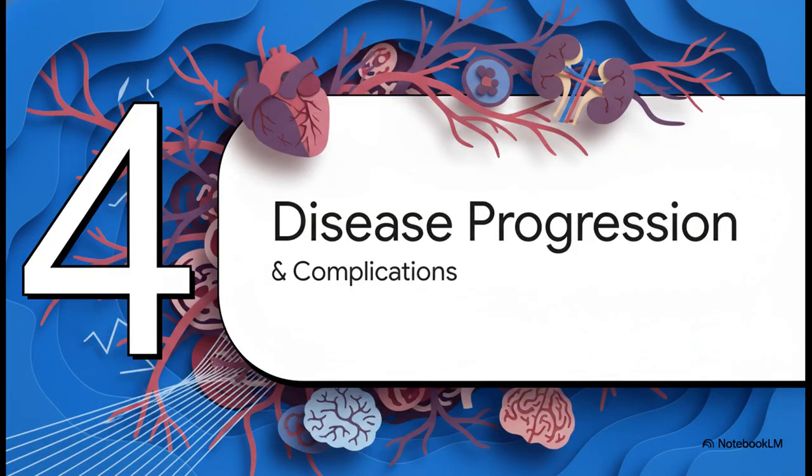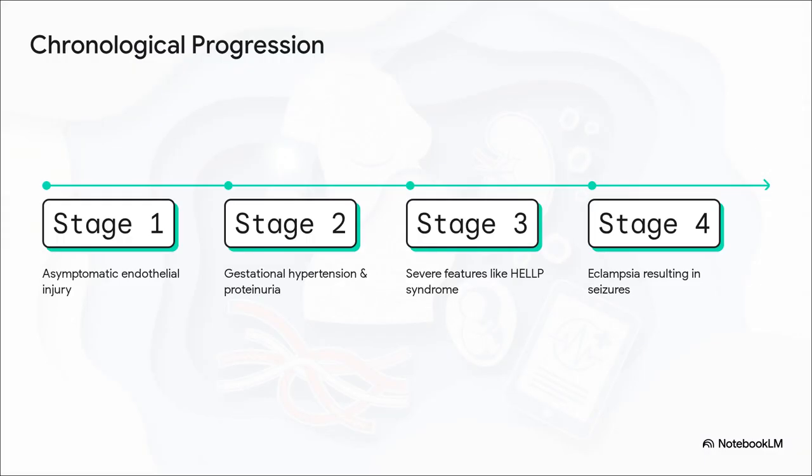Section 4, Disease Progression and Complications. Shifting our focus just a bit, let's look at the clinical trajectory if this pathophysiology goes unchecked. This disease really follows a chronological progression. It begins completely silently with asymptomatic endothelial injury. Many patients feel perfectly fine at this stage, but then clinical signs like hypertension and proteinuria start to emerge.